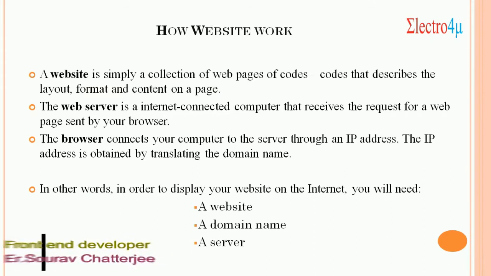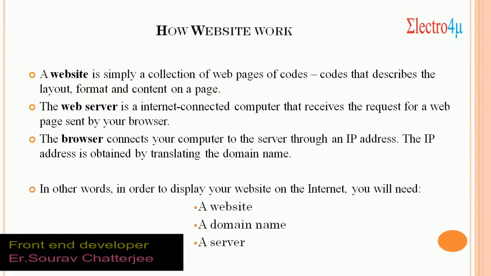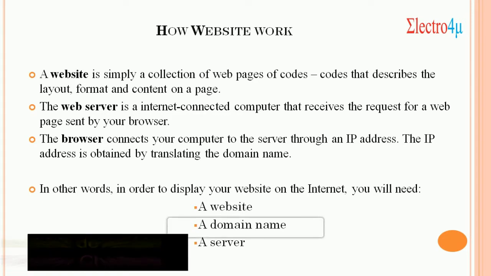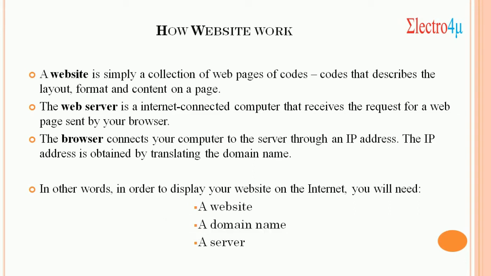So basically we know the website browser, but we don't know how a website works. On this website we saw some pages, like web pages, made of a maximum of codes, and those codes describe the layout, format, and content on a page. Okay, so take a book. A book means one website, and the pages in this book are web pages, and those code lines mean words and lines. Sentences are told as codes: layout, format, content of a page.